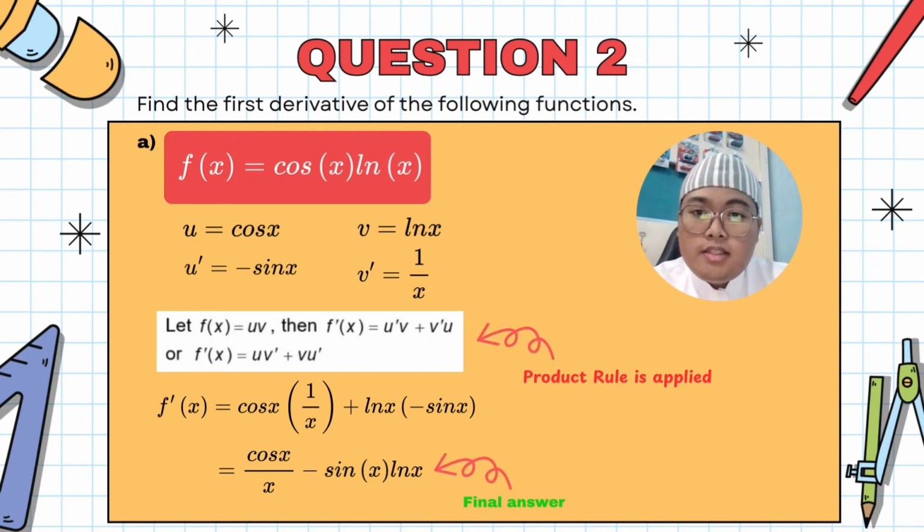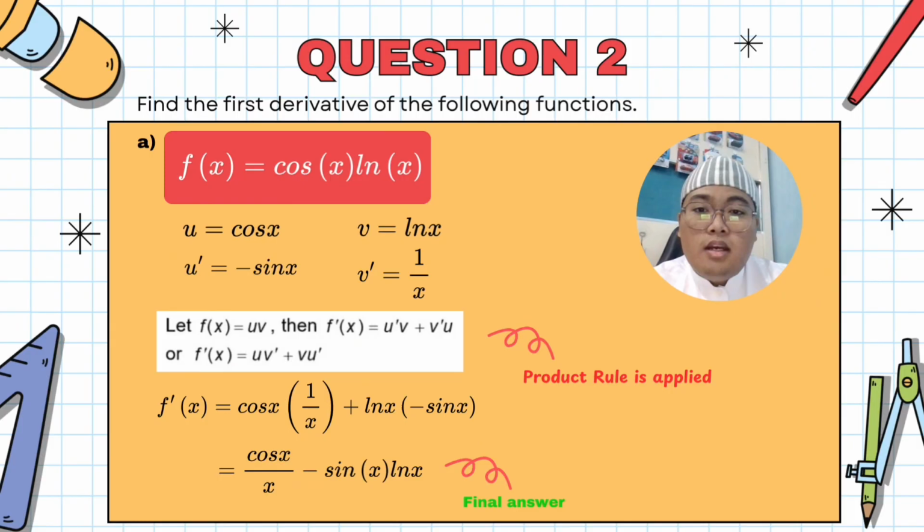Okay, now we want to do question 2, which is to find the first derivative of the following function. The question is f(x) equals cos x multiplied by ln x. For this question, I use the product rule, which is u multiplied by v prime plus v multiplied by u prime. First I declare that u is cos x and v is ln x.